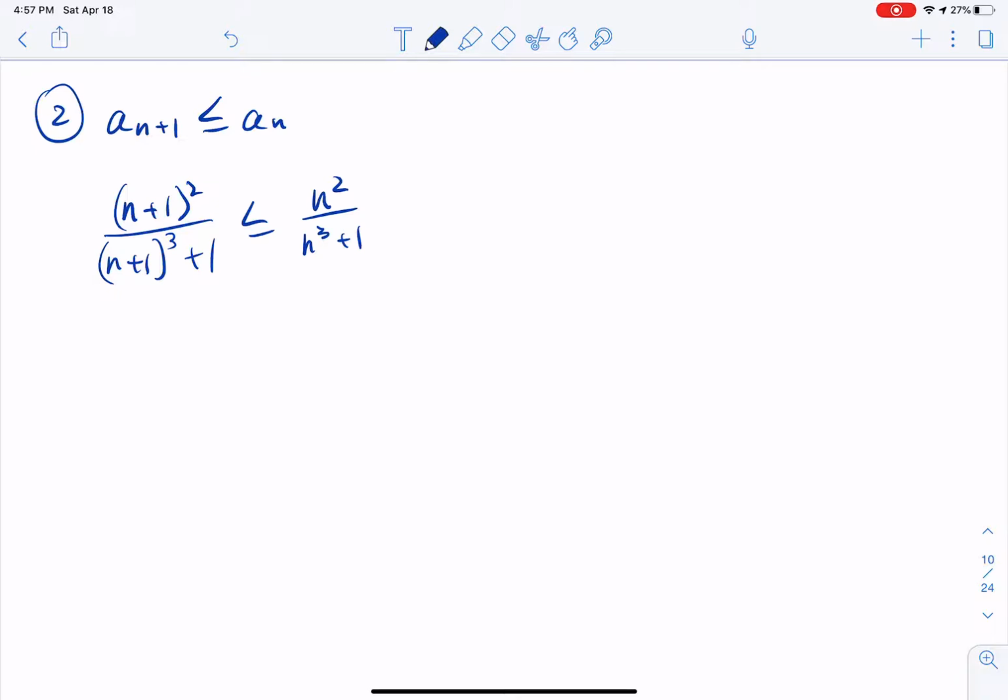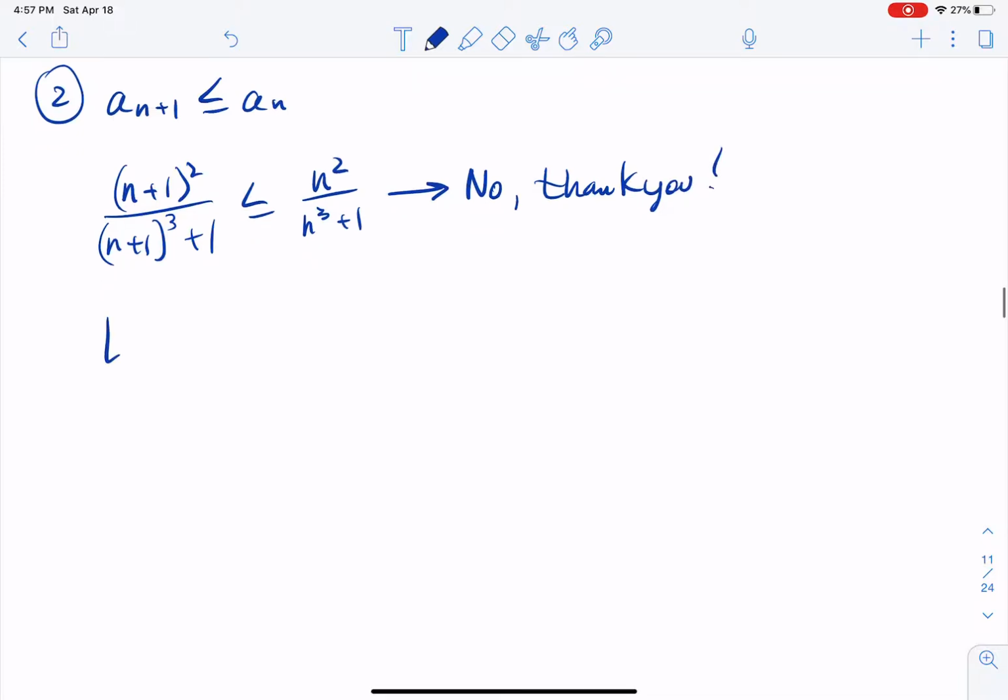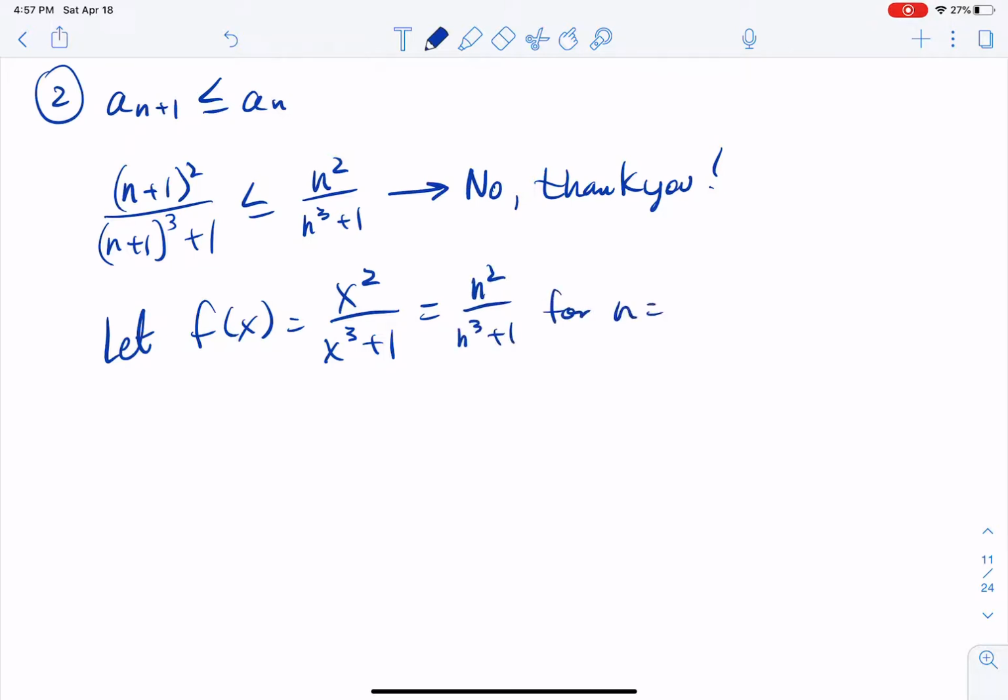Yeah, so can you see by this one that this is definitely one that we would want to use calculus for? No, thank you. It might be easier just to take a derivative. So I'm going to say let f of x equal x squared over x cubed plus 1, equal to n squared over n cubed plus 1 for n equals 1, 2, 3, and so on, right?